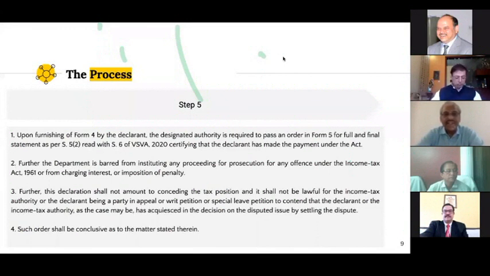Further, the department is barred from instituting any proceedings. This is the immunity part. The designated authority is barred from proceeding with any prosecution, imposing any penalty or levying any interest. And the certificate under 5.1 shall be conclusive as to the matters stated therein. The further consequence is that once you have settled, that does not mean an admission on your part. That is very important to understand: by opting for VSV in a particular appeal, that does not mean an admission or acquiescence on your part.